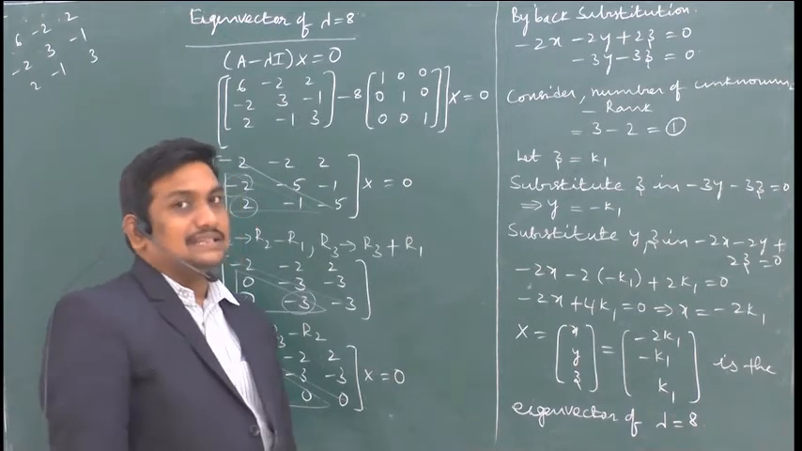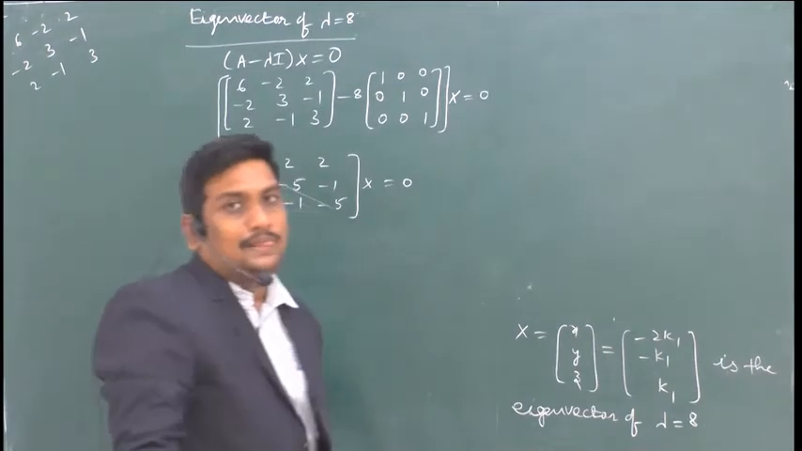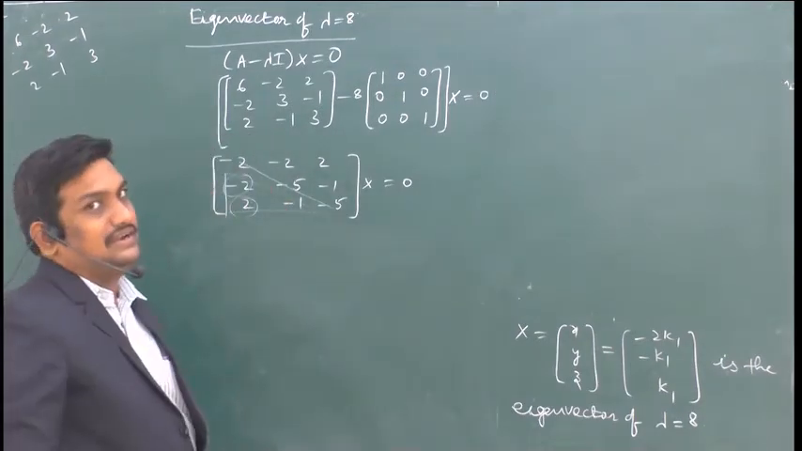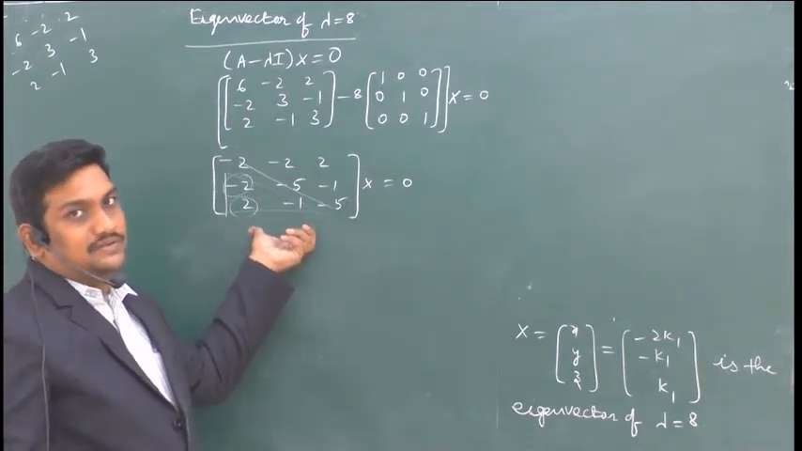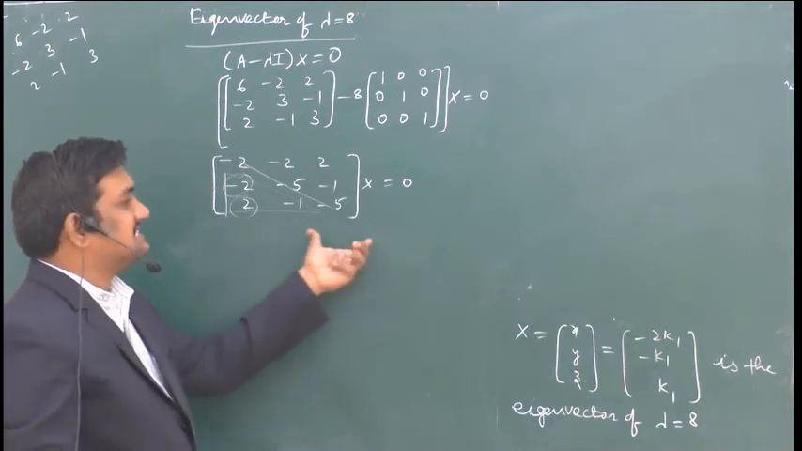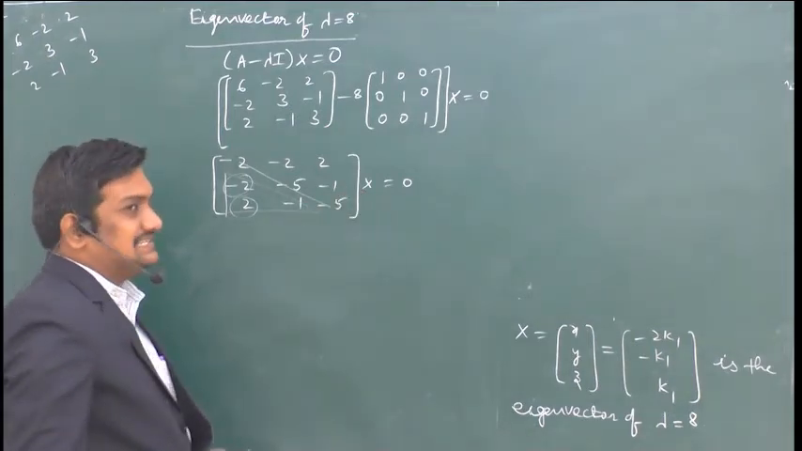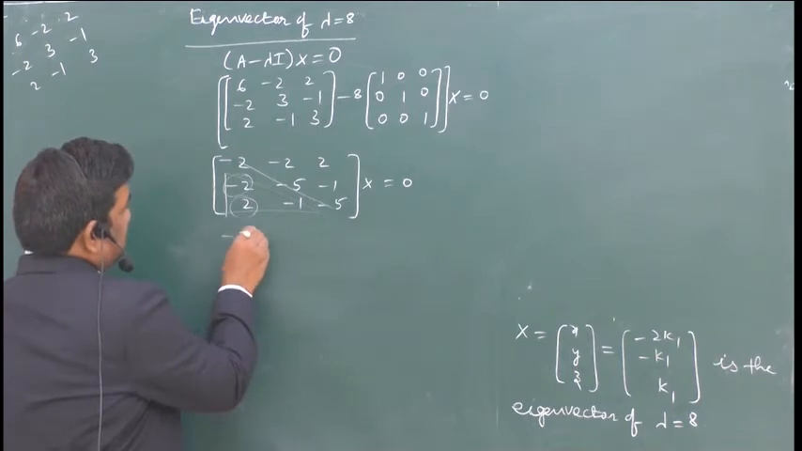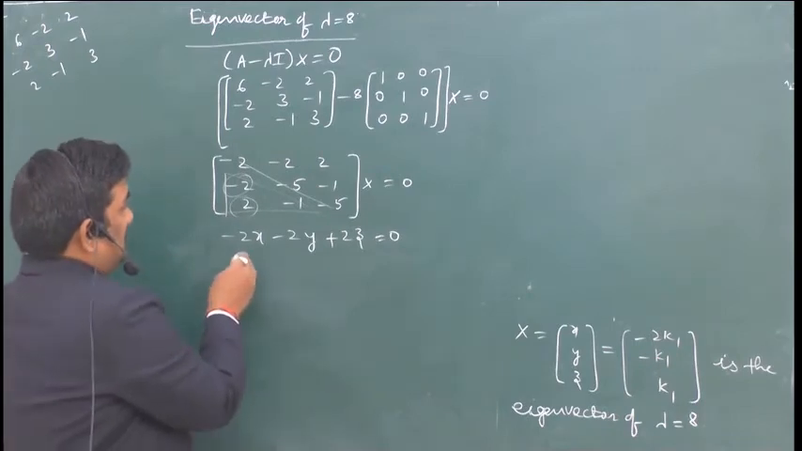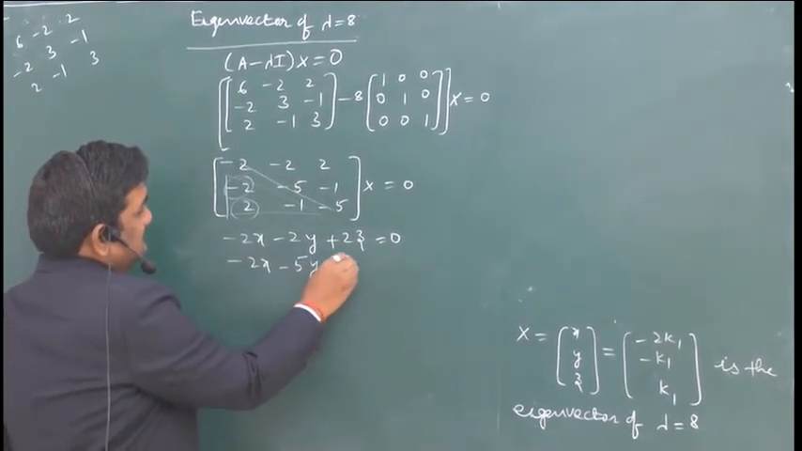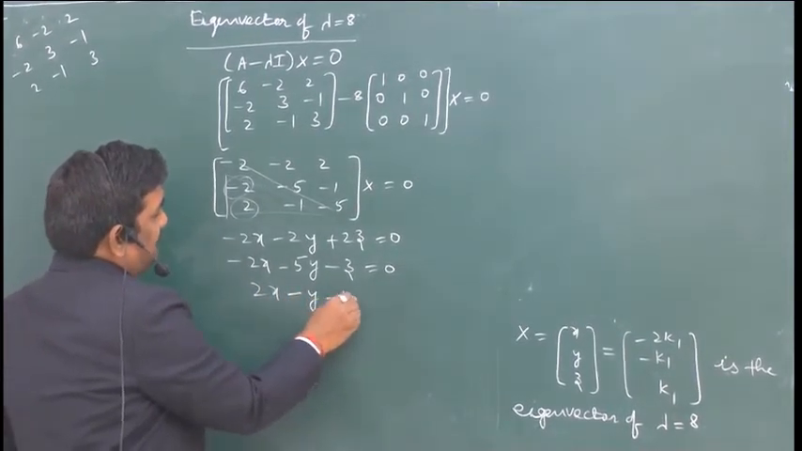So let us see the other approach to find the eigenvector for lambda equals 8. Till this step it is common for both the methods. Now from this matrix representation you write the system of equations. By assuming X as the column matrix x, y, z, we will get minus 2x minus 2y plus 2z equals 0, then minus 2x minus 5y minus z equals 0, then 2x minus y minus 5z equals 0.